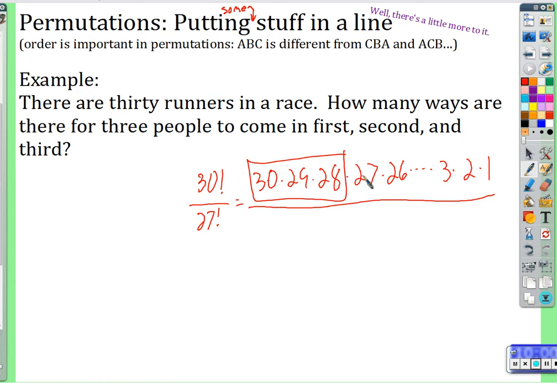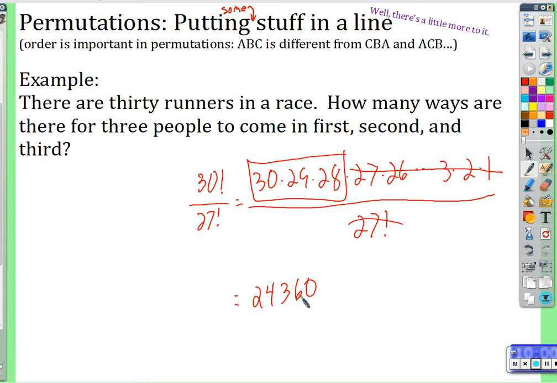We want to cancel out all this stuff. Well, what is that? That's just 27 factorial. So we cancel that out. And how many is that? 24,360. Cool. How about if we do it with 6 runners and 3 positions, first, second, third.